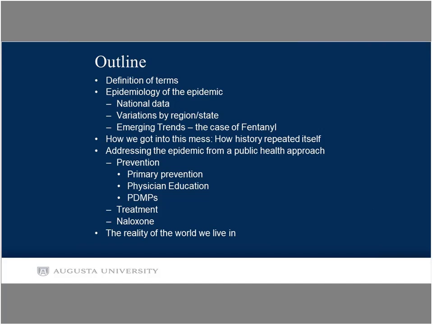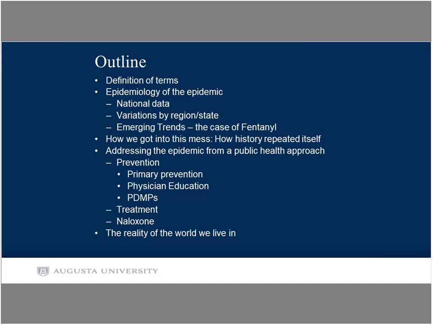So just an outline for today. These are the types of things that I'd like to cover with you over the course of the next 50 minutes or so. First, just the definition of terms, what do we mean by the various terms associated with the opioid crisis. Then a look at the epidemiology of the epidemic itself, including some national data as well as how the crisis varies across regions and across states. And then a little history about how we managed to get into the problem that we're currently facing.